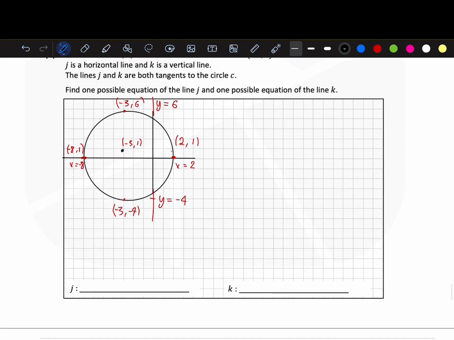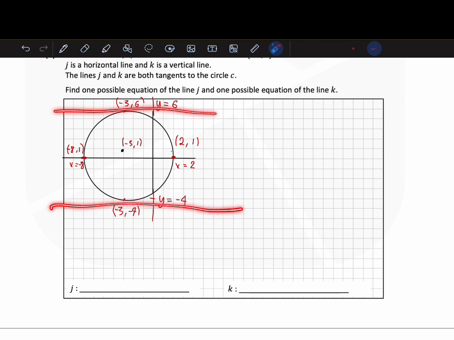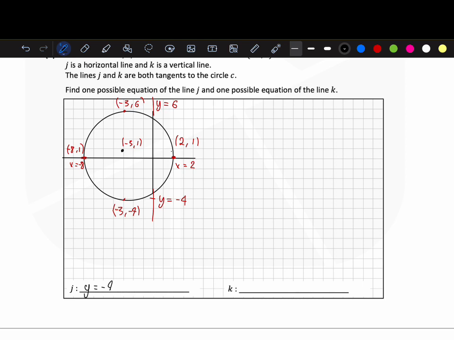J is going to be the horizontal lines, so it's going to be this one here and this one here. So it's going to be y is equal to minus 4 or y is equal to 6. And then K are the vertical lines, so it's this line here and this line here. So x is equal to 2 or x is equal to minus 8. And that's how you get that one done there.